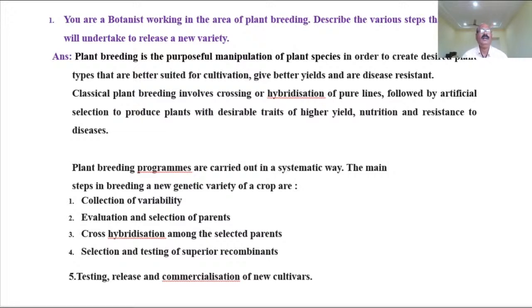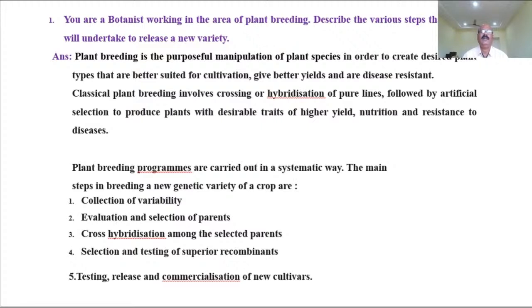So in this lesson, the most important expected essay question is, from IPE point of view: you are a botanist working in the area of plant breeding. Describe the various steps that you will undertake to release a new variety. The question usually comes in IPE examinations as an essay question.